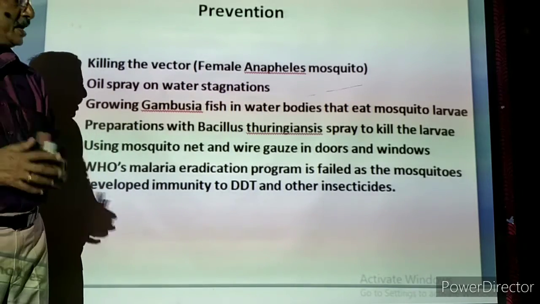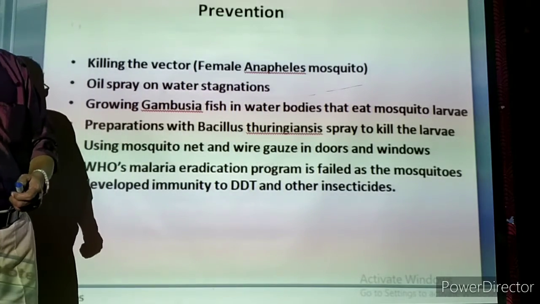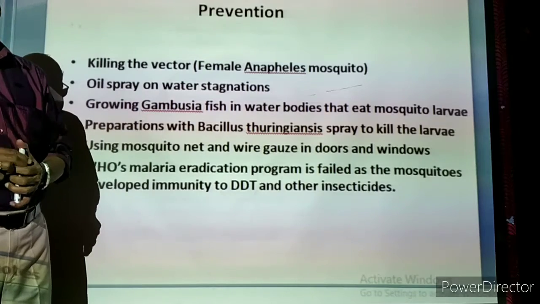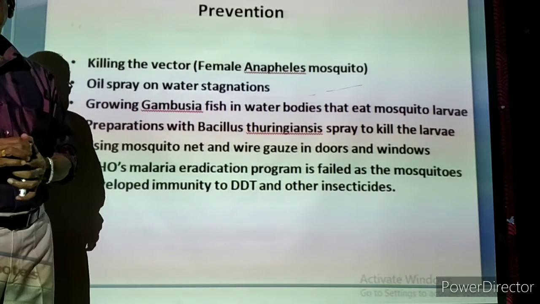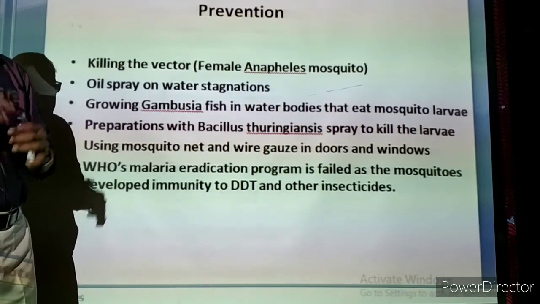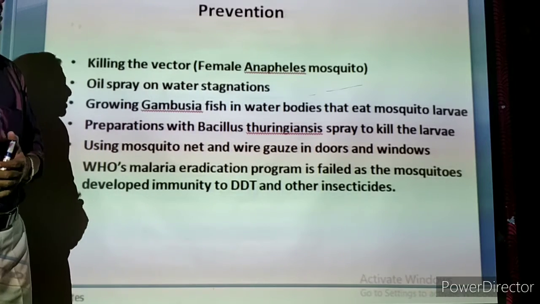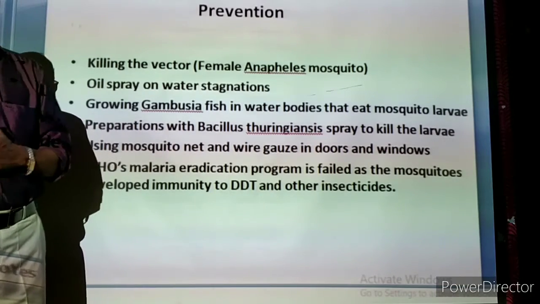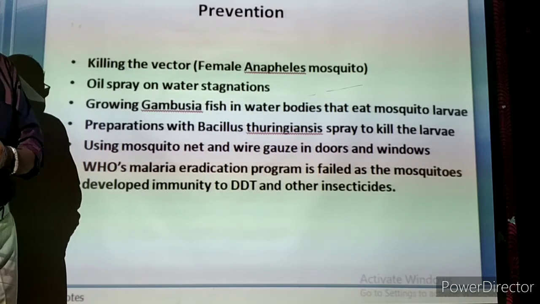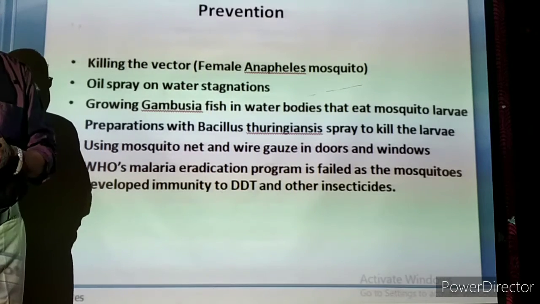Actually, the incubation period for the multiplication in the human being takes about 12 days. During these 12 days, we will not have any symptom. But after that, when the hemoglobin concentration is increasing, we will get the disease, that is malarial fever. What is malarial fever? What are the symptoms we have to see?